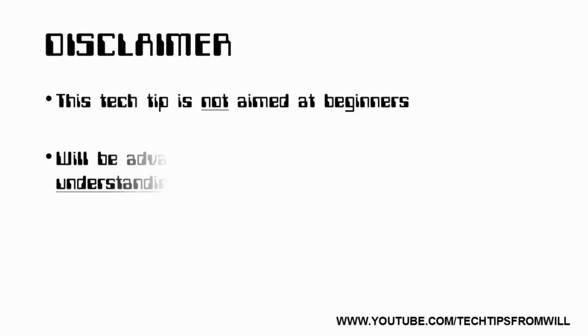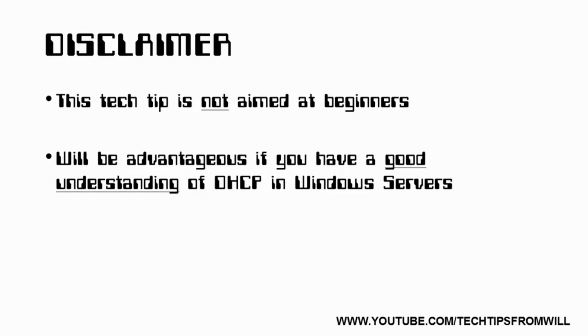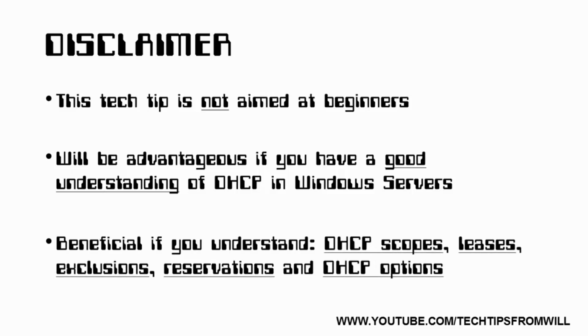For that reason, it would be advantageous if you already have a relatively good understanding of DHCP and DHCP in Windows servers. Throughout this tech tip, I will be using a lot of Windows DHCP terminology. You will find this tech tip much easier to follow if you are already familiar with DHCP scopes, leases, exclusions, reservations, and DHCP options. Any exposure to DHCP in earlier versions of Windows Server will be very beneficial.